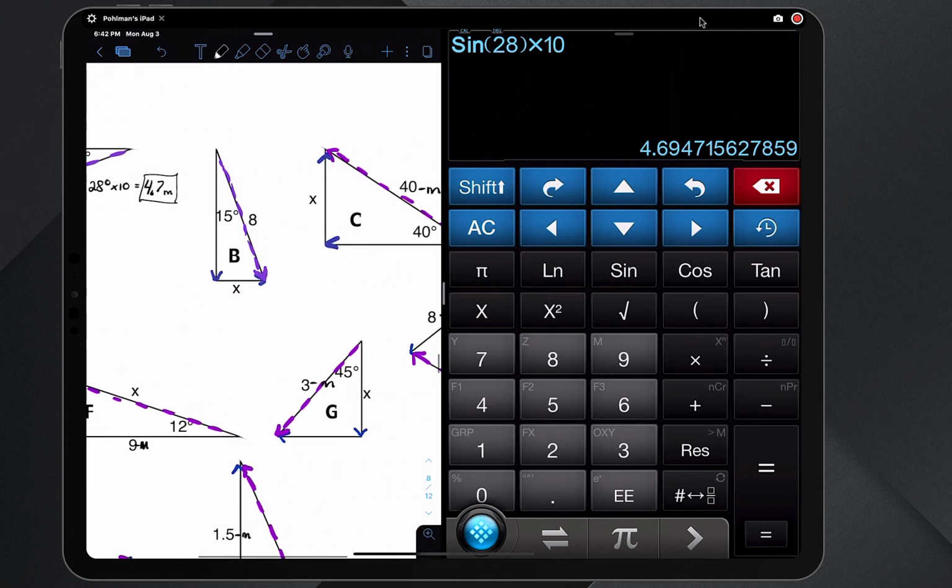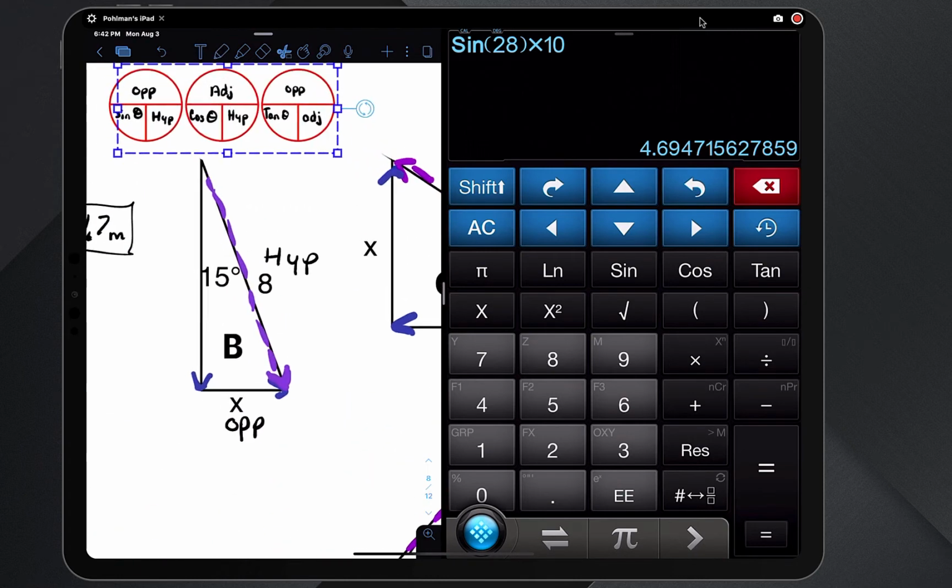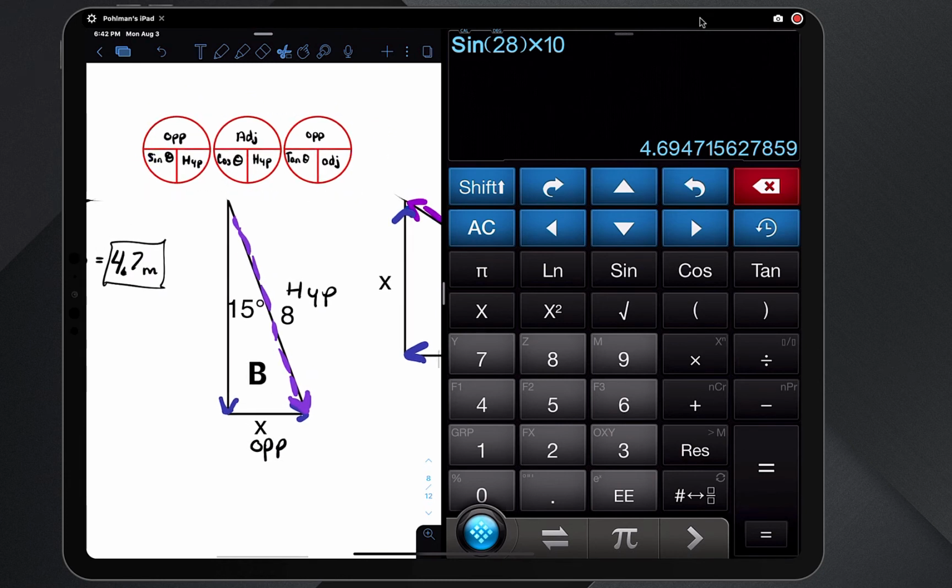We have letter B. Letter B, we have to label our sides. The x is the opposite side to the 15. The 8 is the hypotenuse. So we have to decide which of these we will use to solve our problem. If we have the opposite side and the hypotenuse, that means opposite over hypotenuse. I've got to use the sine function once again.